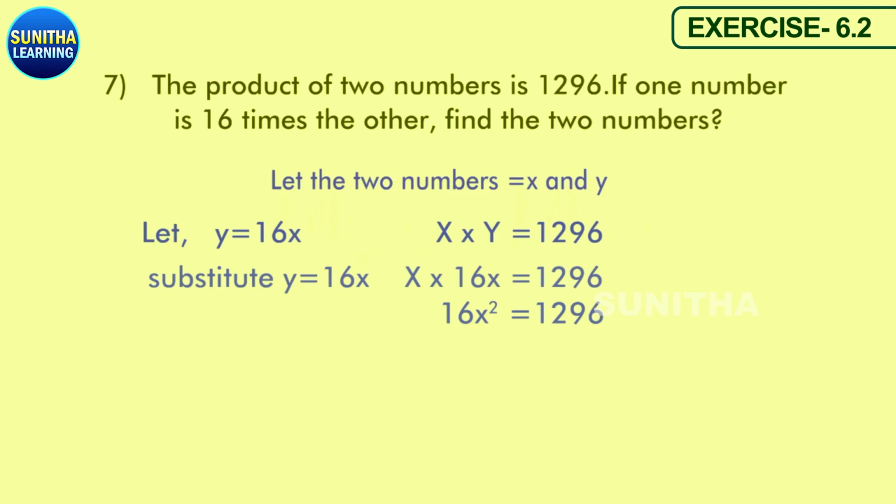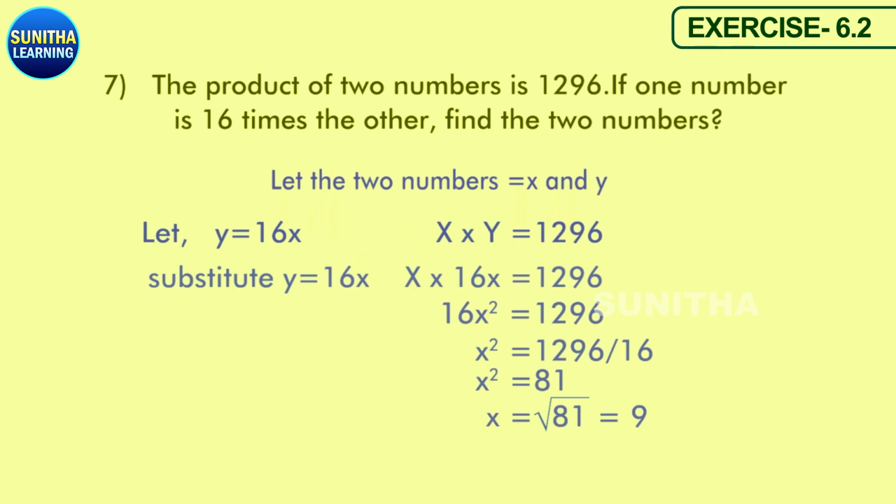Now, we have to send 16 to the RHS. Now, x square is equal to 1296 by 16. When you divide, you will get 81. That is, x square is equal to 81. Now, send the square to the RHS. It will become square root. So, therefore, x is equal to square root of 81. Therefore, x value will become 9.